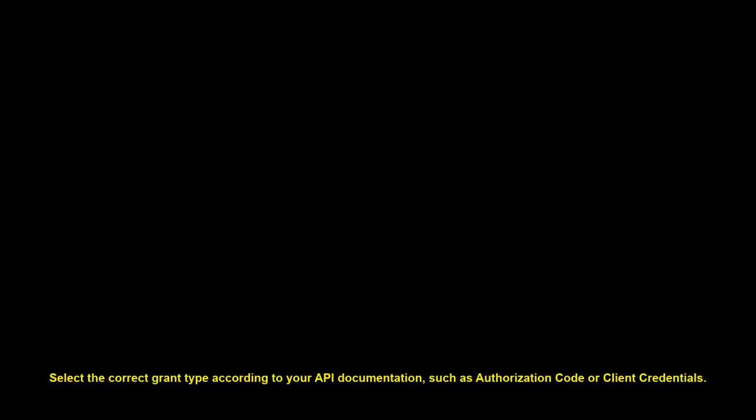Select the correct grant type according to your API documentation, such as authorization code or client credentials. Once the information is filled out, click on the Request Token button. Postman will attempt to fetch the access token from the server. If the request is successful, you will see the token and can click Use Token.